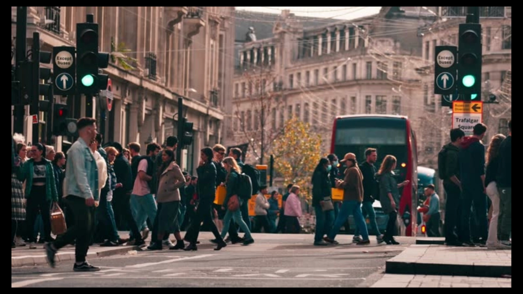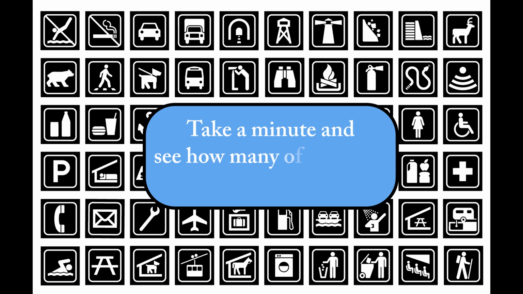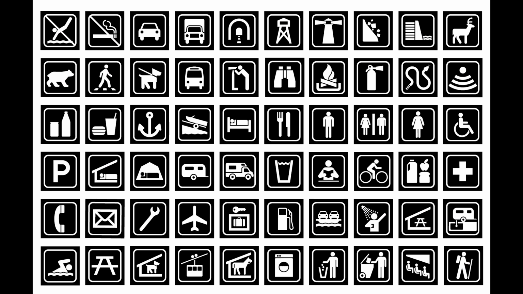So how do we design icons to communicate effectively? Take a moment. How many of these symbols can you identify? Some are obvious, like a fire extinguisher or camping ground, while others, like a lighthouse or tunnel, might be new to you.